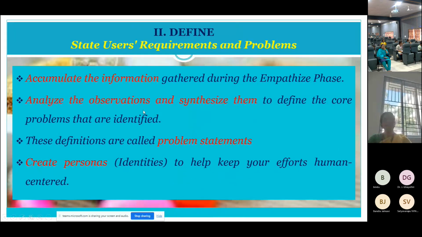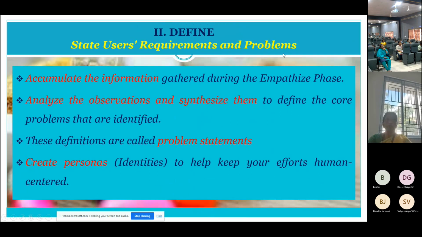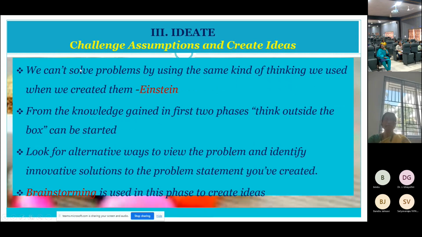Then you have to state the problem. You have got the user's needs using all these tools. Then you have to define the problem very clearly, accumulating the information gathered during the empathize phase. Then you analyze the observations and synthesize them. Then you define the problem statement clearly. Then create personas, identities, to help you keep your efforts human-centered.